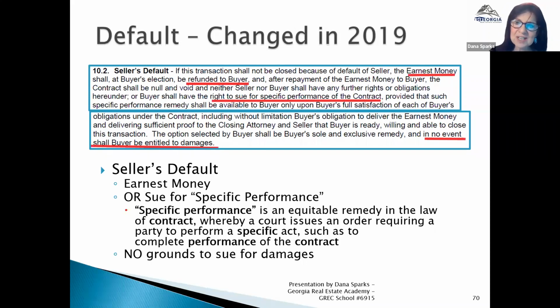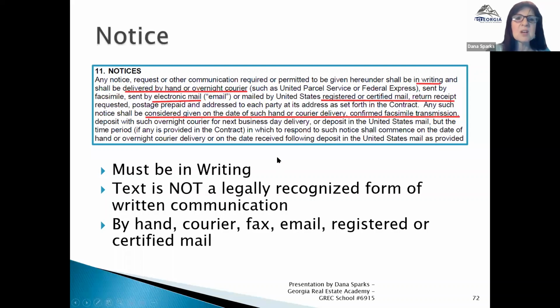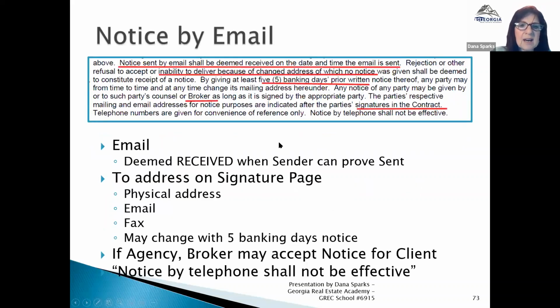And my understanding, we just had this discussion in a sales meeting last week, at least in Cobb County, suits for specific performance are being heard anywhere from 6 months to 2 years. That's a long time for a buyer to wait to get this property. But both brokers may pursue the defaulting party for the commission they would have earned. Notices must be in writing, and an email notice is deemed received when the sender can prove they sent it.